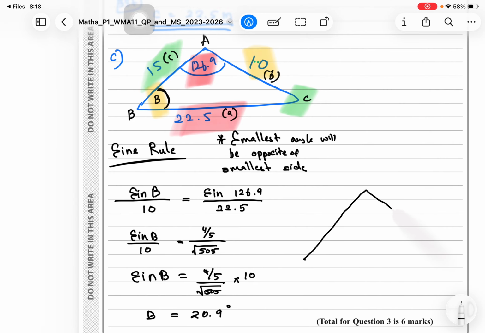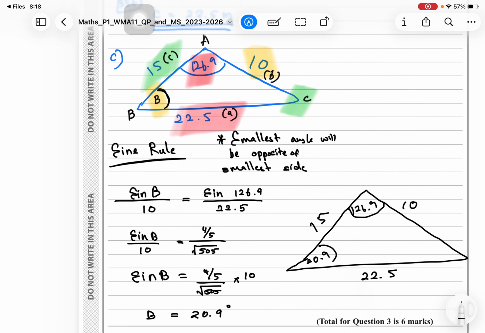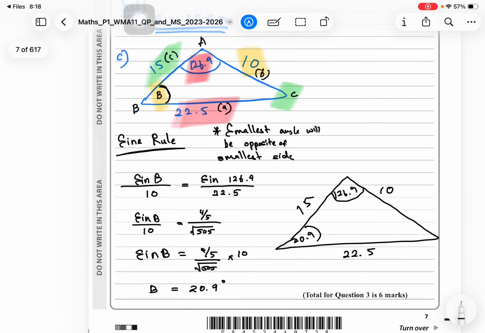If you think about all the numbers, we have sides 15, 10, 22.5. This angle was 126.9, and this angle is 20.9. These are the answers for this question, which will give you the full 6 out of 6 marks. Thank you.